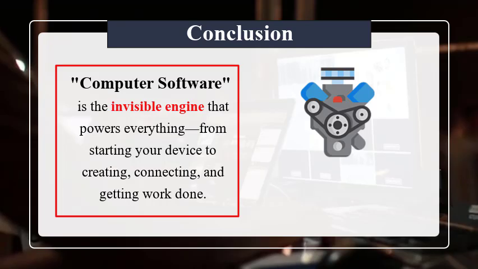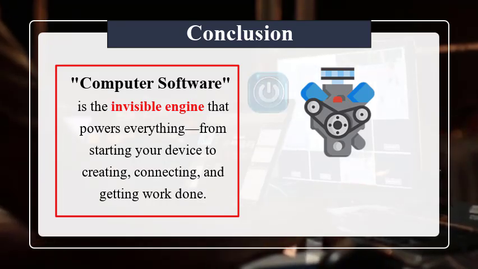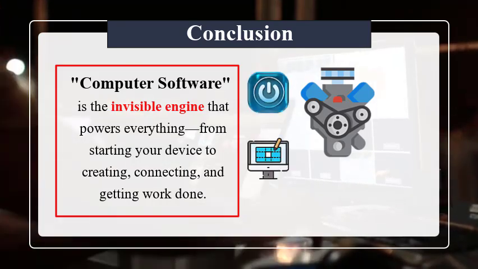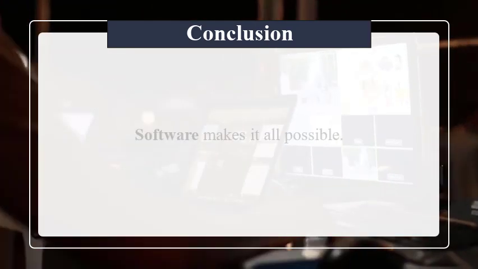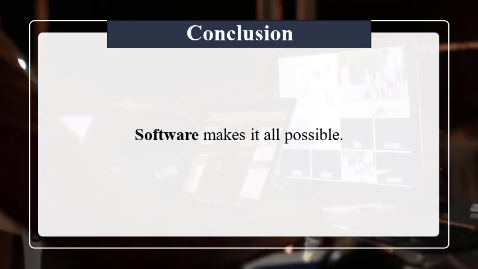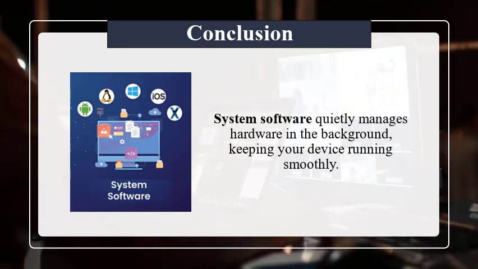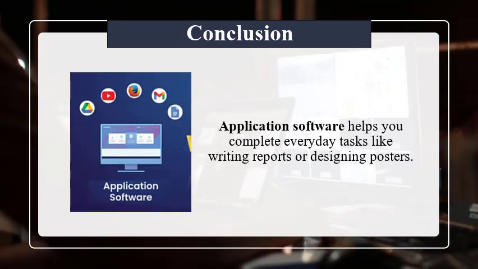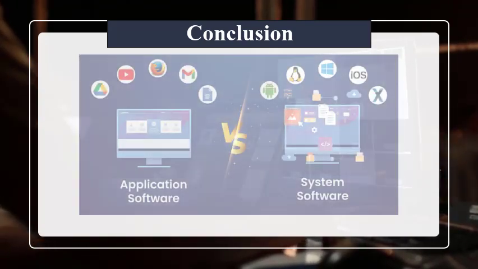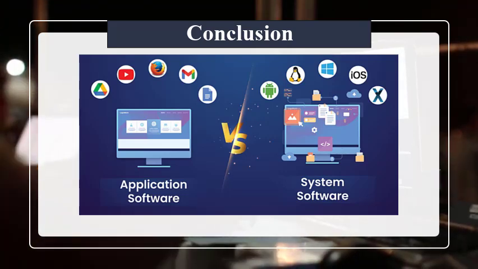Conclusion. As we wrap up this lesson, it's important to recognize that computer software is the invisible engine behind everything we do in the digital world. From turning on your device to creating documents, editing videos, managing data, or connecting with others, software makes it all possible. Whether it's system software quietly managing hardware in the background, or application software helping you write a report or design a poster, these tools are essential to our daily lives.